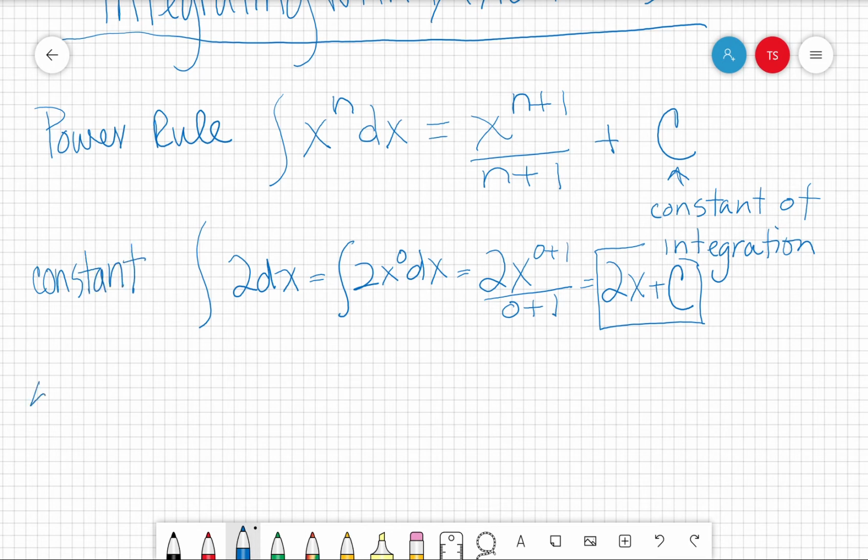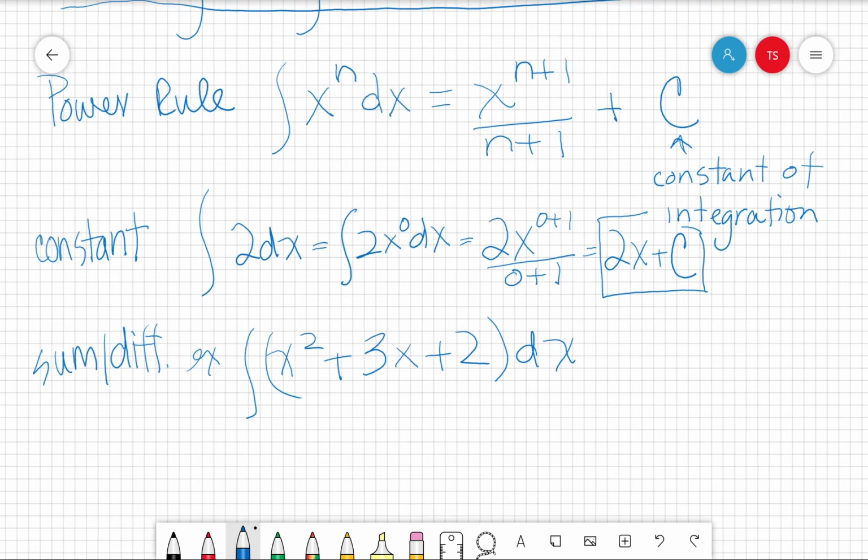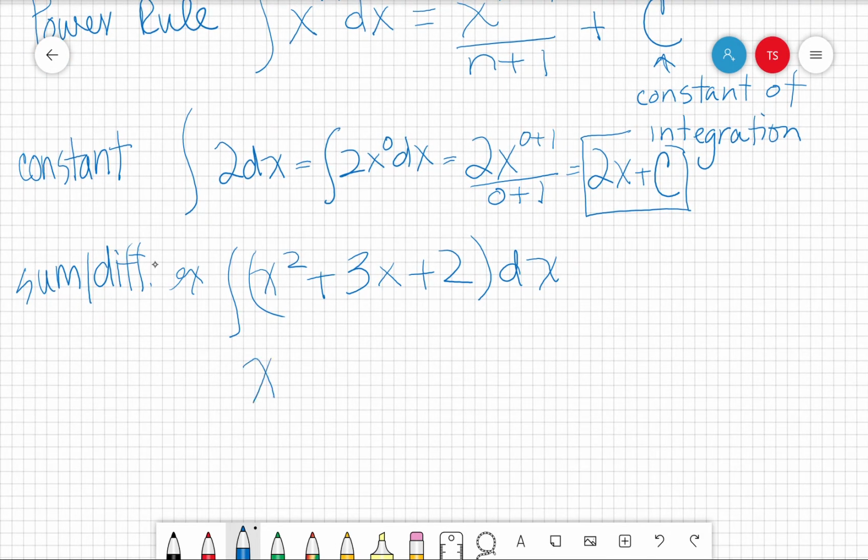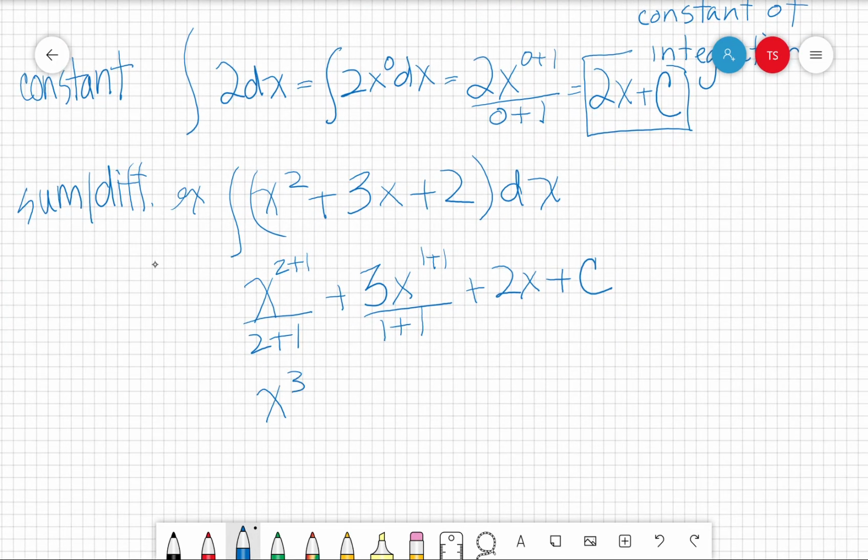We can also integrate a sum or a difference by simply integrating, or finding the antiderivative of, each term separately. For example, the integral of x squared plus 3x plus 2 dx. We can integrate both terms separately, will be x to the 2 plus 1 over 2 plus 1, plus 3x to the 1 plus 1 over 1 plus 1, plus 2 times x, plus c. And we want to simplify that: x cubed over 3 plus 3x squared over 2 plus 2x plus c.